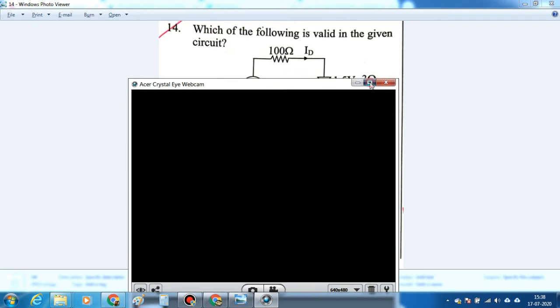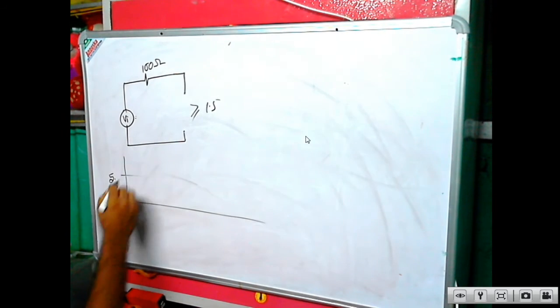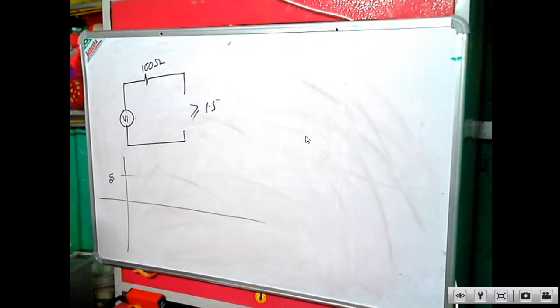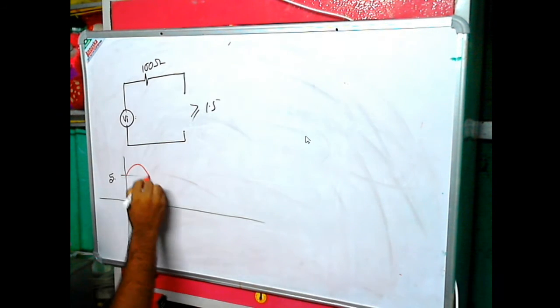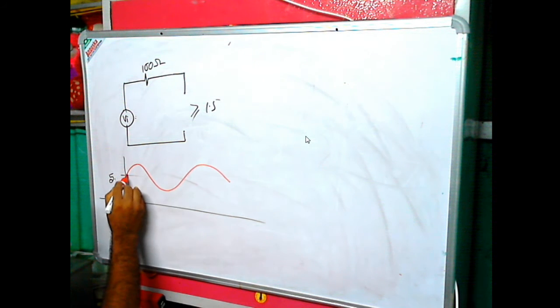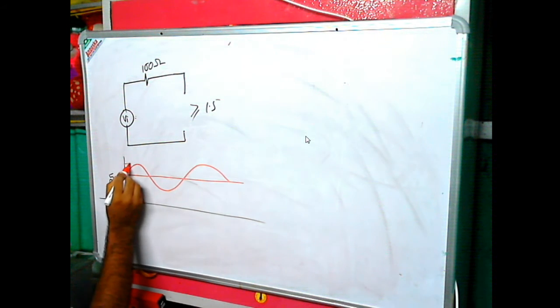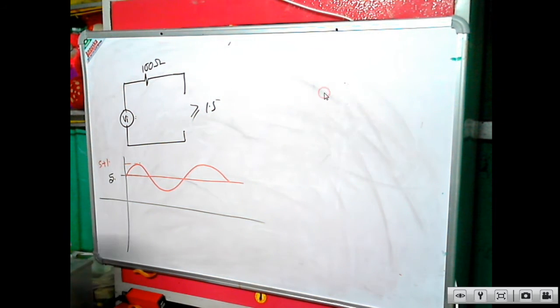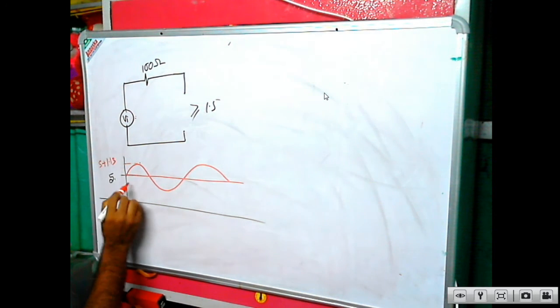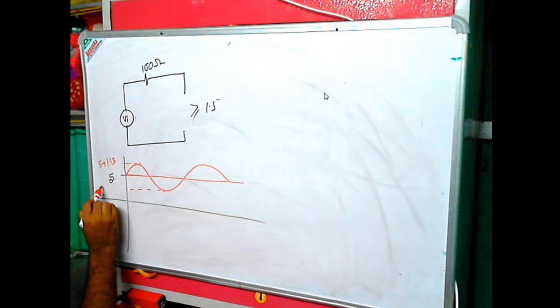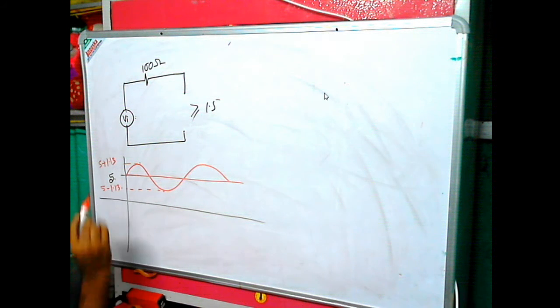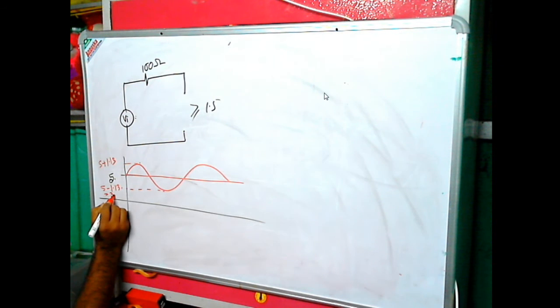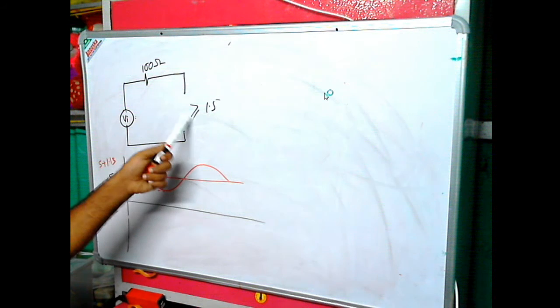Okay, so it looks like this. What is the maximum voltage? This is 5 plus 1.13, and the minimum voltage is 5 minus 1.13. So this particular voltage is basically 3.87 volt. Okay, so the diode will be on all the time.